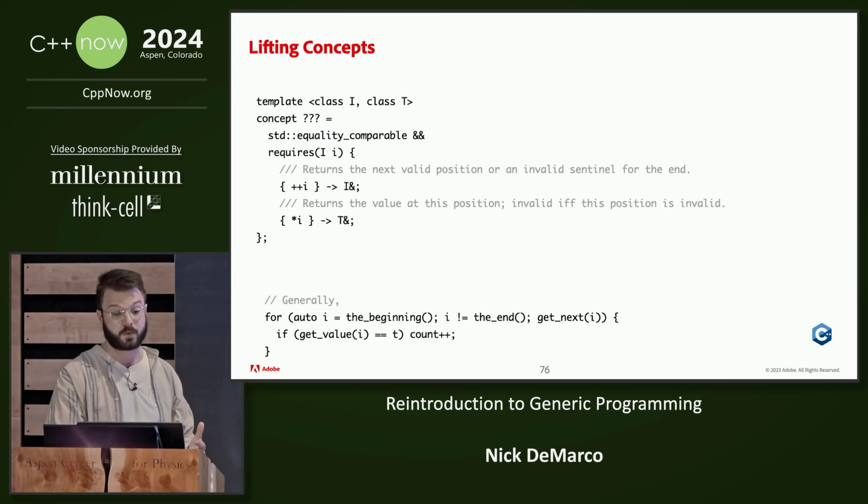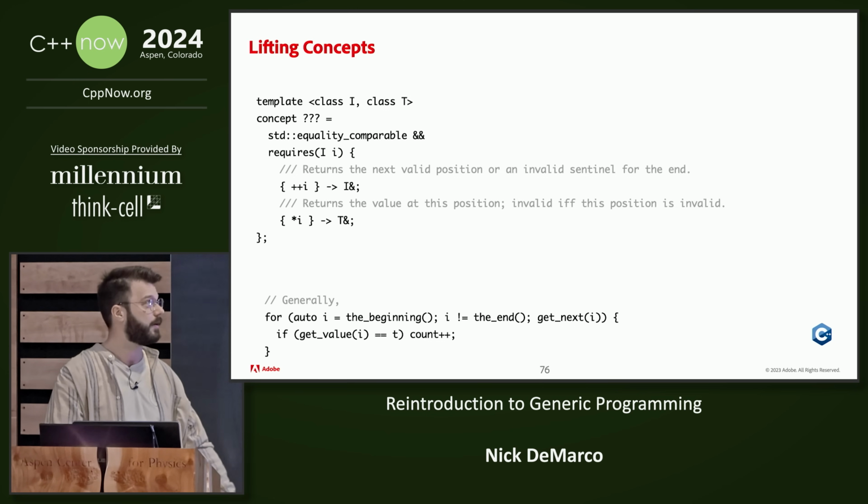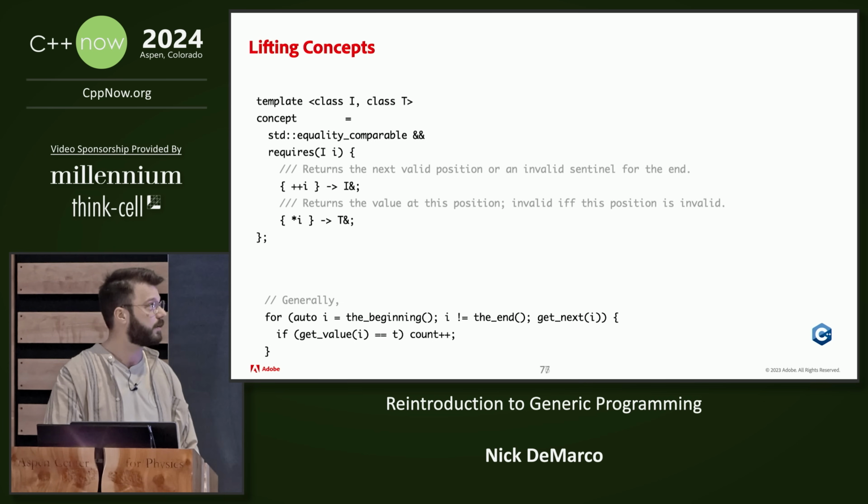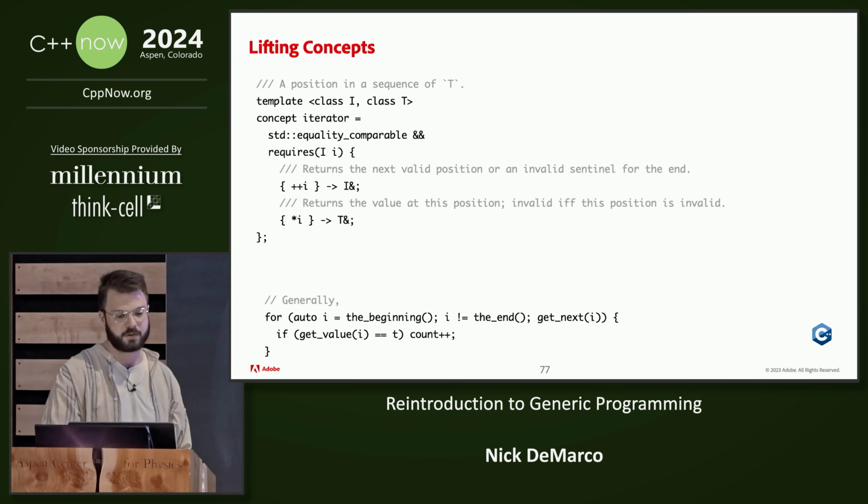So now that we have the semantics for what this thing can do, we can try to give it a name. You probably see where I'm going with this. Someone shouted out: this is a position. This is an iterator. That's right. Cool. This is an iterator, or our approximation of one.